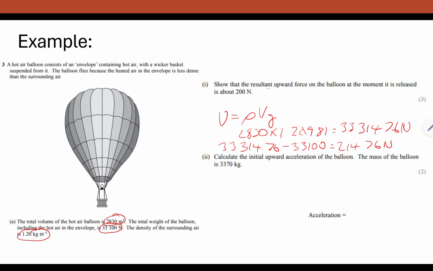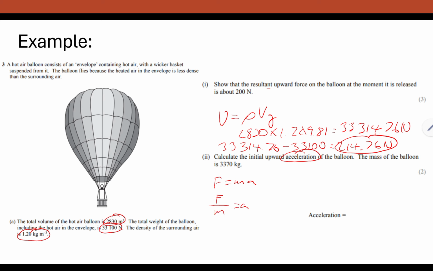The mass of the balloon is 3,370 kilograms. So we know that the force is this, and we know that to find acceleration, the resultant force equals mass times acceleration. So we need to rearrange it, so it will be force divided by mass equals acceleration.